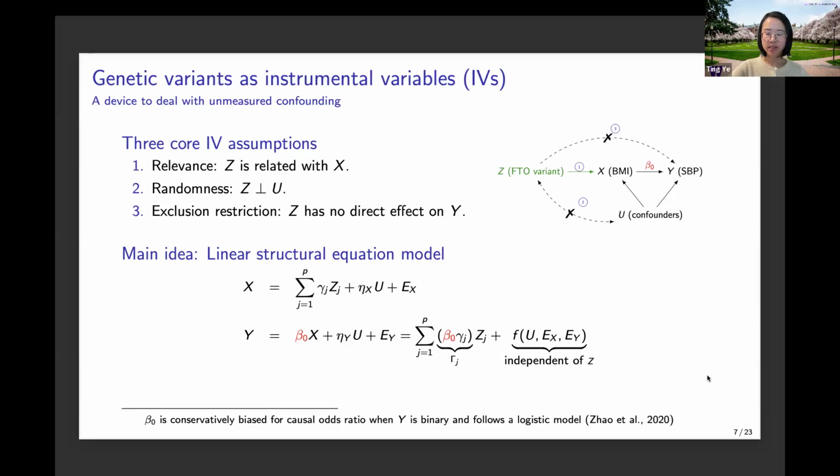And notice that this leads to a key identification result, which says that the effect of Z_j on the outcome, denoted by capital Gamma j, is indeed proportional to the effect of Z_j on the exposure, denoted by little gamma j. And the ratio is exactly beta 0. So we can use Z_j to estimate its effect on the outcome and estimate its effect on the exposure. And this helps us to identify the causal effect of exposure on the outcome.